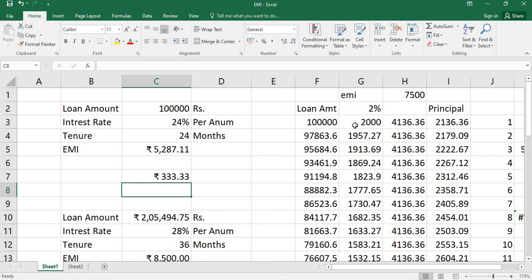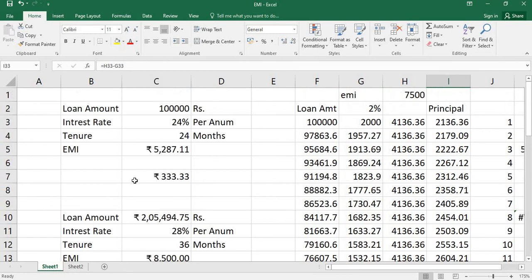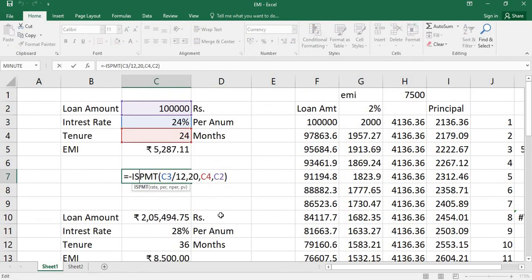In the first month, interest will be high and principal will be low. But in the last month, interest will be low and the principal will be high. So with ISPMT, we can calculate the interest amount on each and every EMI. We have to mention which EMI, and for that particular EMI, how much interest I am paying. That we can calculate by using this formula.